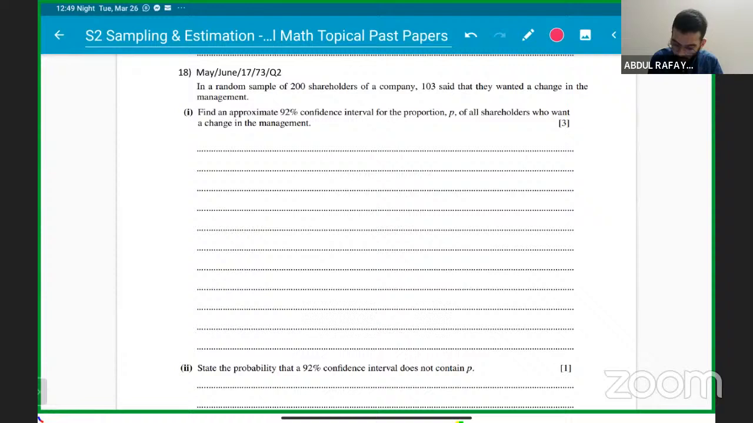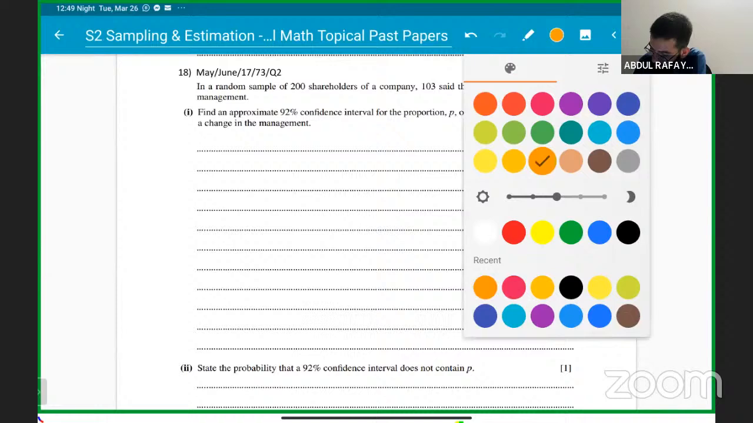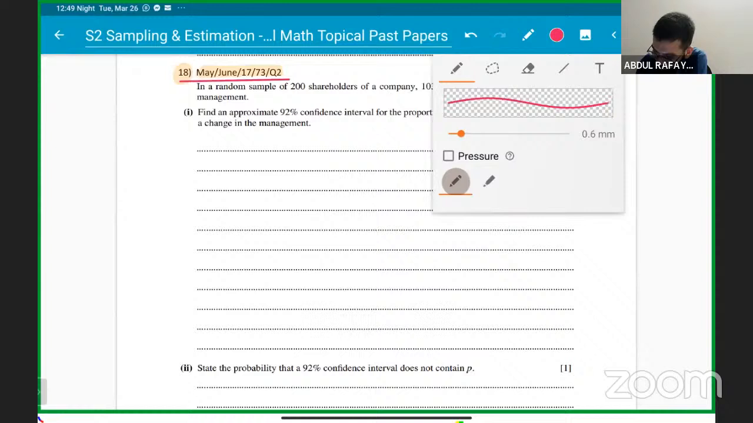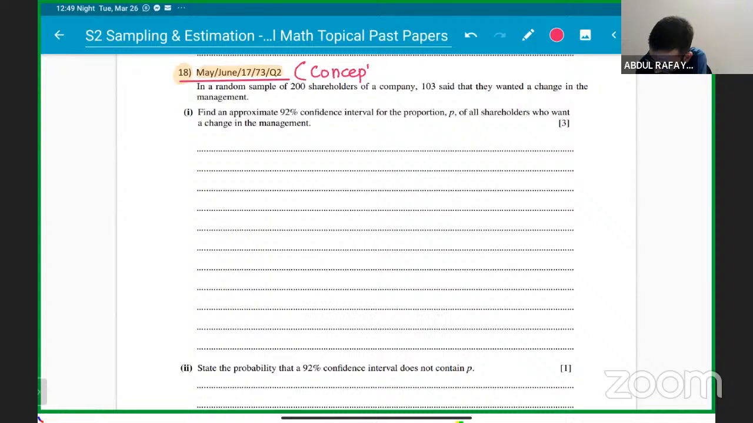So here we go. Question number 18, that is May, June 2017, paper 7, variant 3. What we have to talk about here is confidence interval, but this is concept number 5 application being applied here, okay? We are talking about a random sample of 200 shareholders of a company. So how many is the sample? Always write it down. Sample is 200. And 103 of them, in the sample of 200 shareholders of the company, are saying that they wanted a change in the management. So that is the case here.